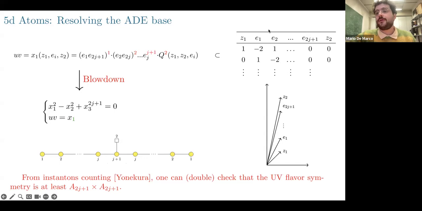Now, there is a first good news: this is a Lagrangian quiver in 5D, and there are techniques by a paper of Yonekura that permit, via instanton counting in 5D, to understand what is the flavor symmetry in the UV, at least part of it. And the result is that in the UV, the flavor symmetry in this case, with this kind of quiver, is at least of type A2J plus 1 squared. And so we are happy because we double check the prediction from geometry. Since we have two lines of A2J plus 1 singularities intersecting at a point, geometric engineering will tell us that we are expecting to find such flavor group. And this is double checked by this mass deformation of the theory.